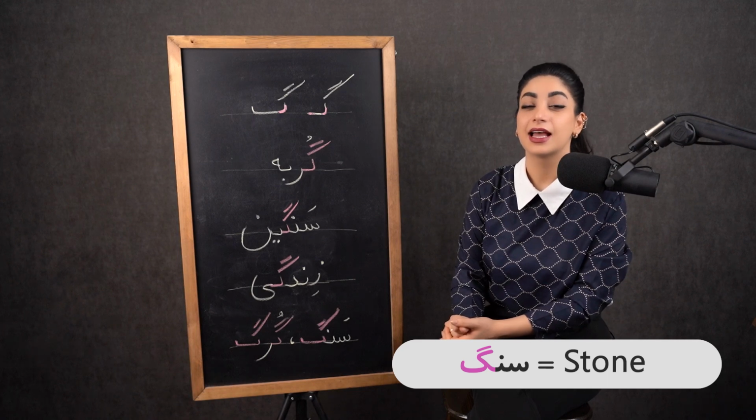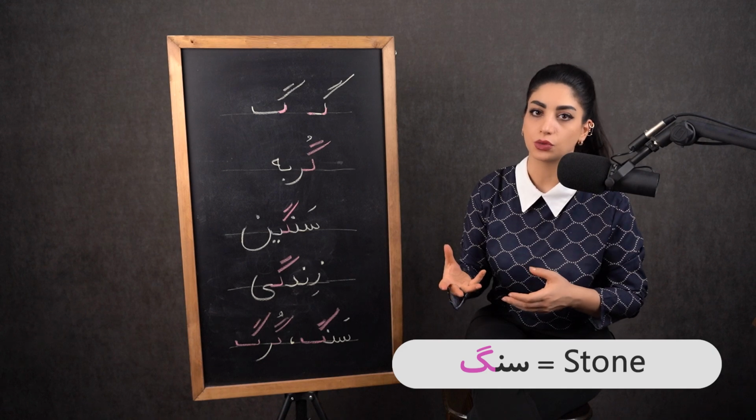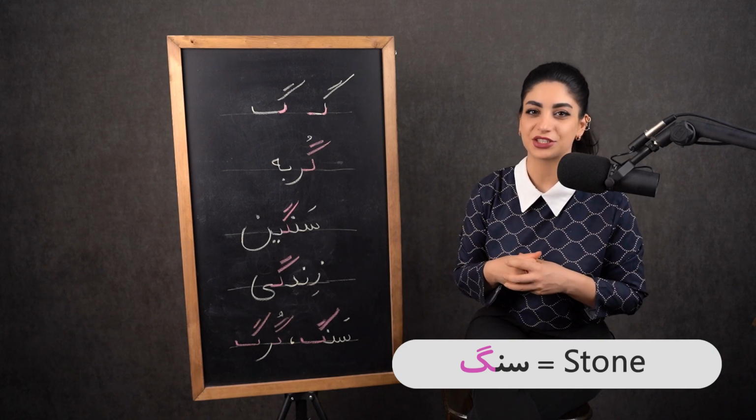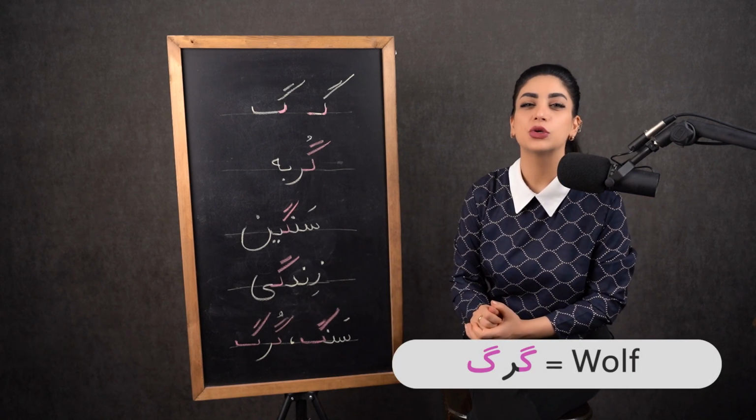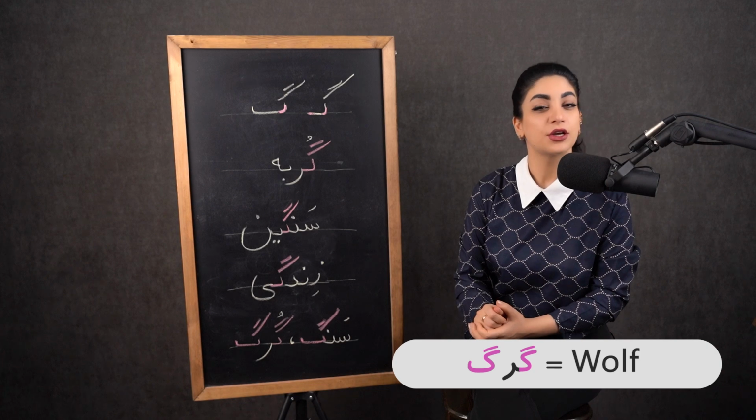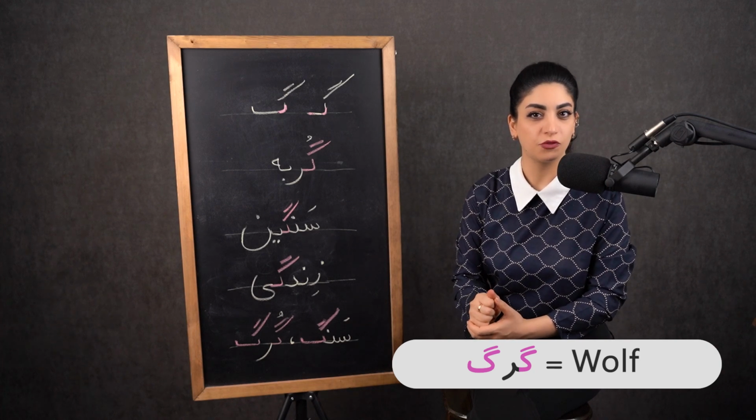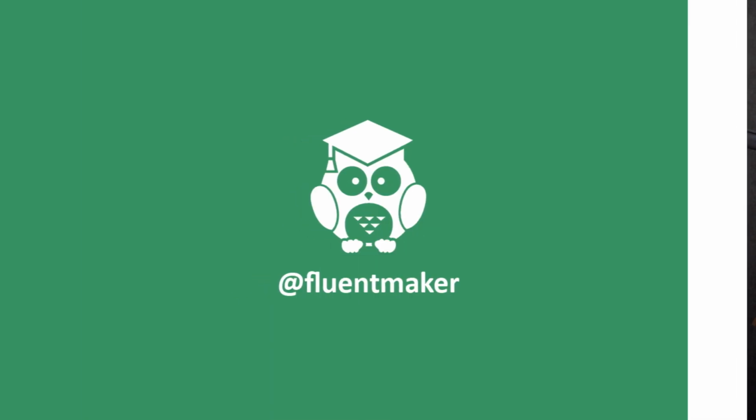Here, sang. Sang is the same as rock or stone, more stone, I can say. Stone in English. Sang, stone. And the last one, gorg. Gorg is the same as wolf in English. There, you know so many new words.